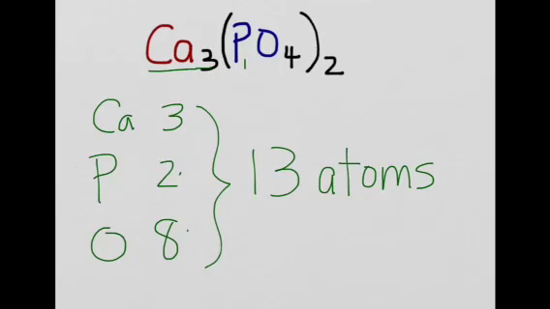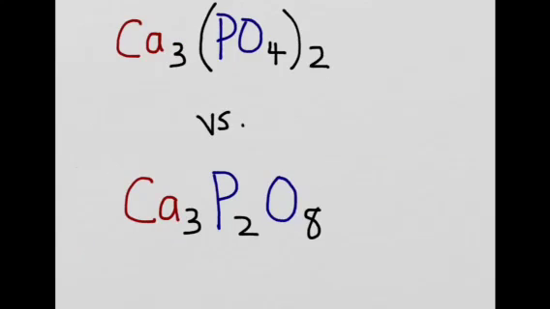Now, it would be perfectly okay to write the formula without the parentheses, but look what happens. You just lose the information that you have 2 phosphates, 2 little groups of phosphates, like little gypsies, traveling together. Up here, you can clearly see, and so by convention, we use the parentheses so that we can see some of the structure of that compound right there in the formula.